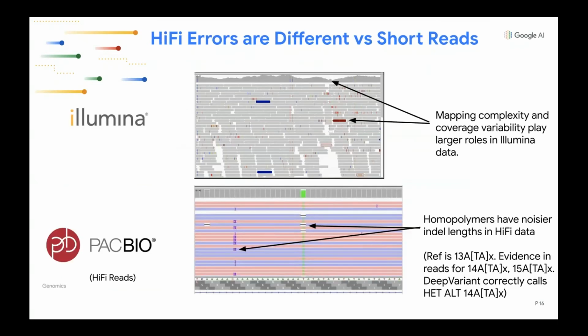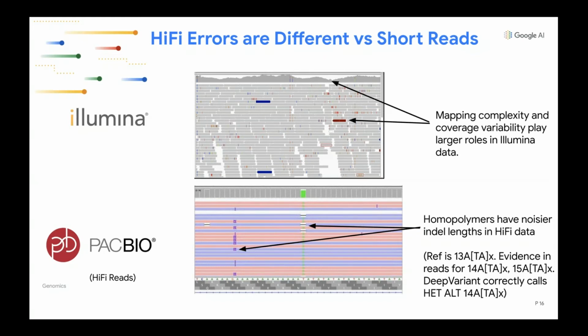What I will highlight is that the types of errors present in HiFi reads are just different from the types of errors present for short reads. For short reads, you have mapping complexities and coverage variability, which occur because it's difficult to map short reads uniquely and because the sampling of the genome with respect to GC content is just more non-uniform. For the PacBio HiFi set, these reads are much more mappable. They're also much more uniform in terms of sequence context and coverage. But they have an overall different error profile. Specifically, the homopolymers are a bit noisier with respect to indel lengths in the HiFi data.